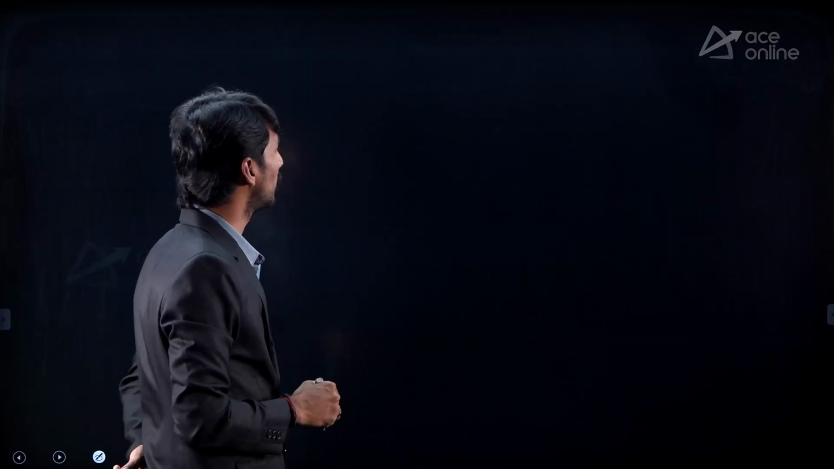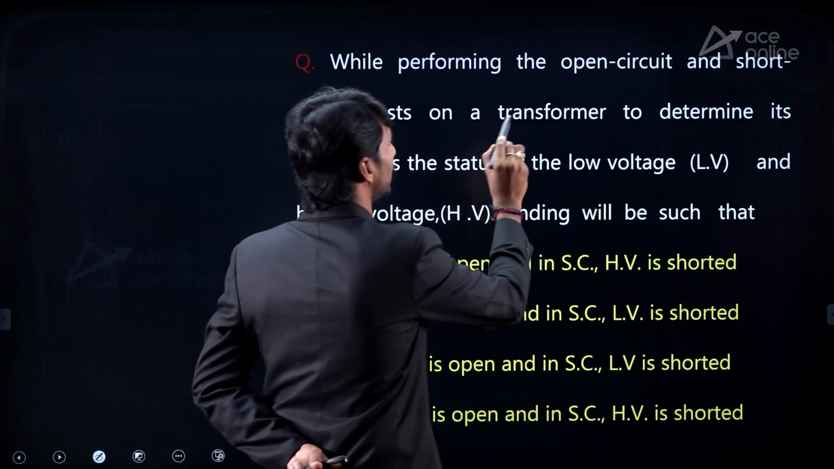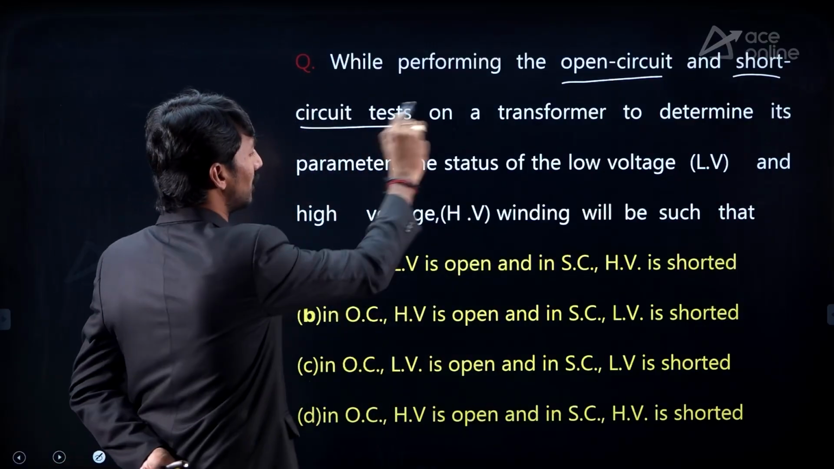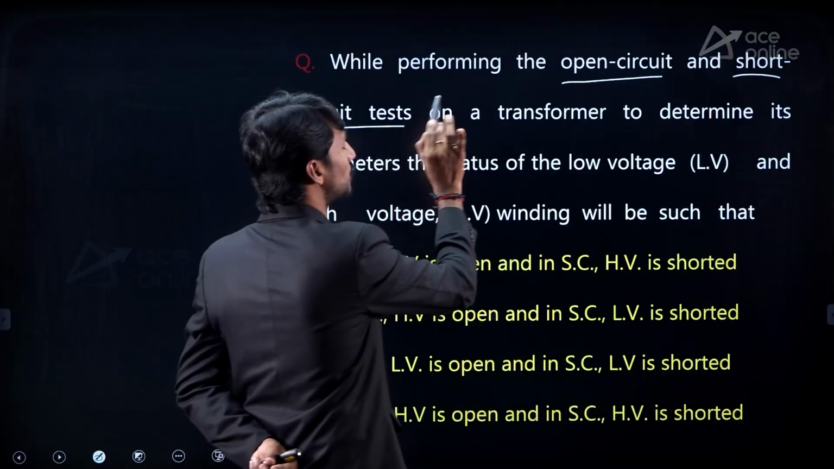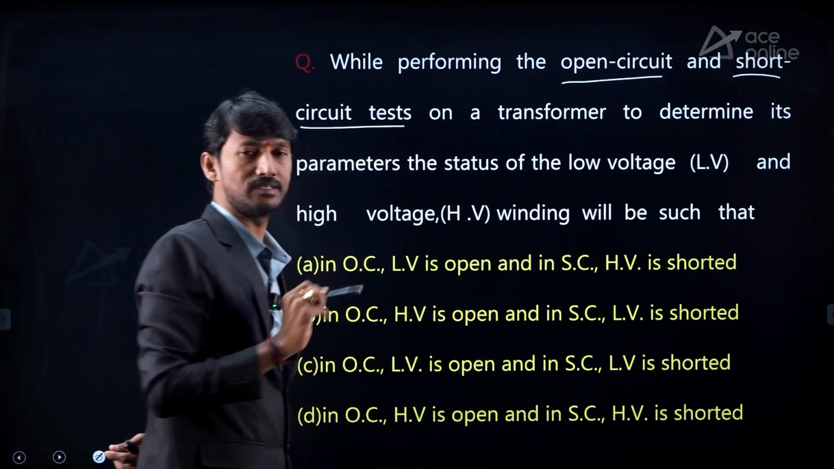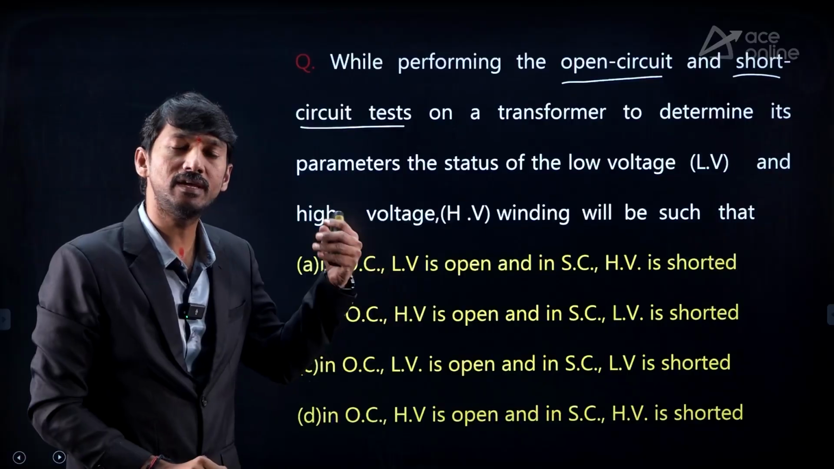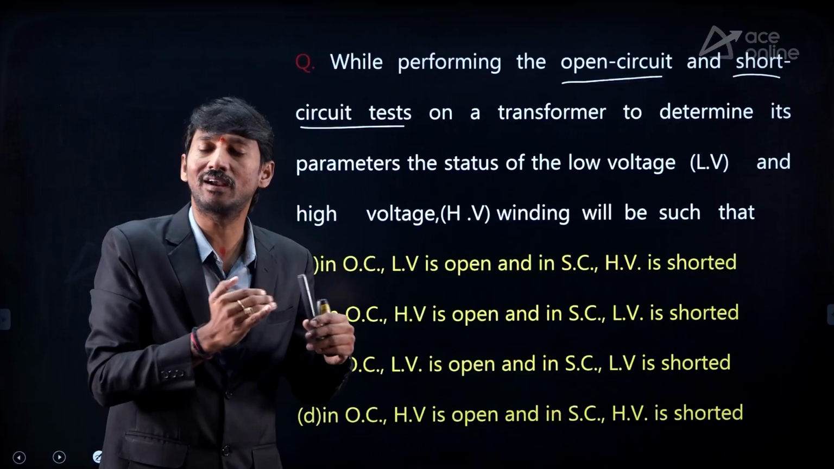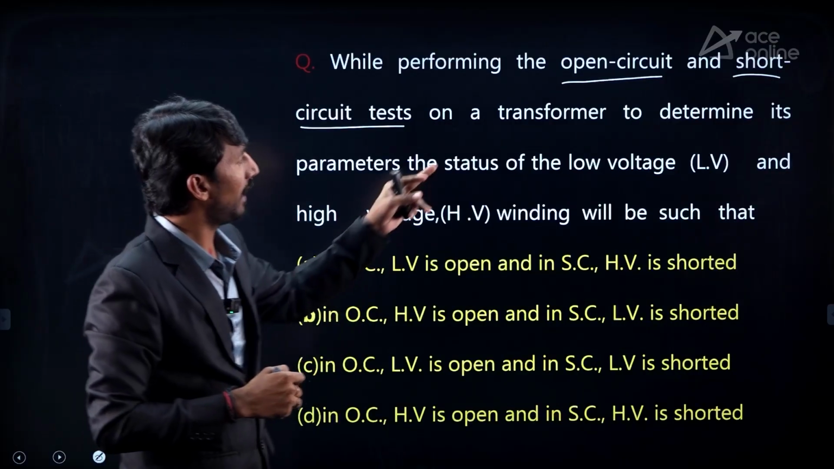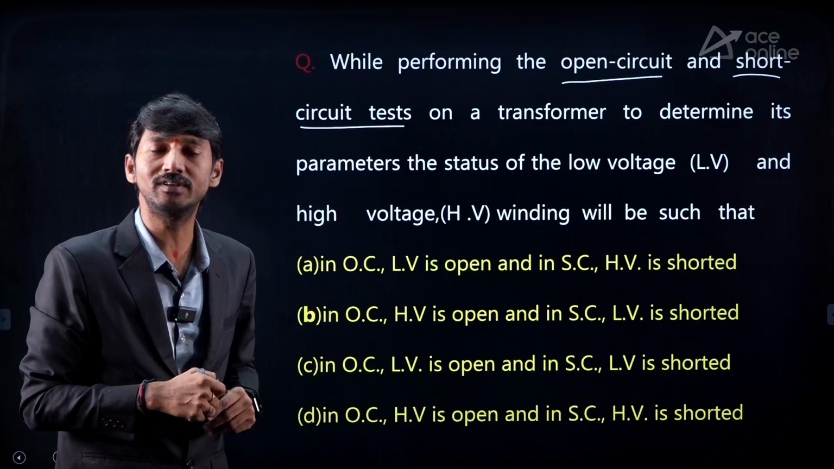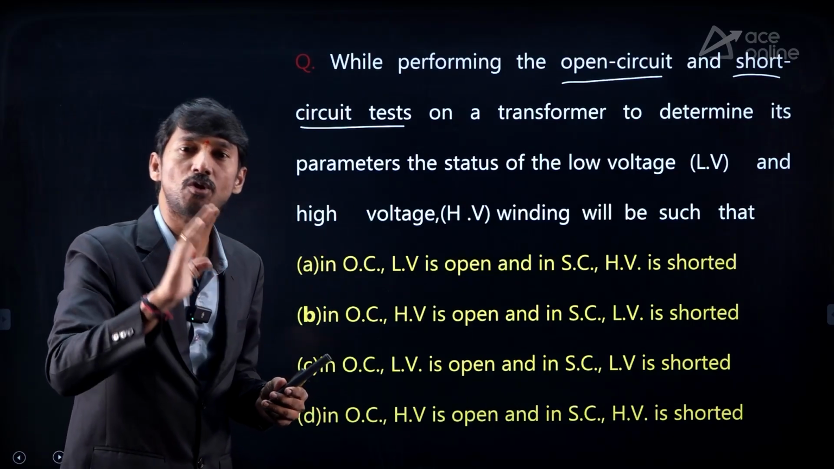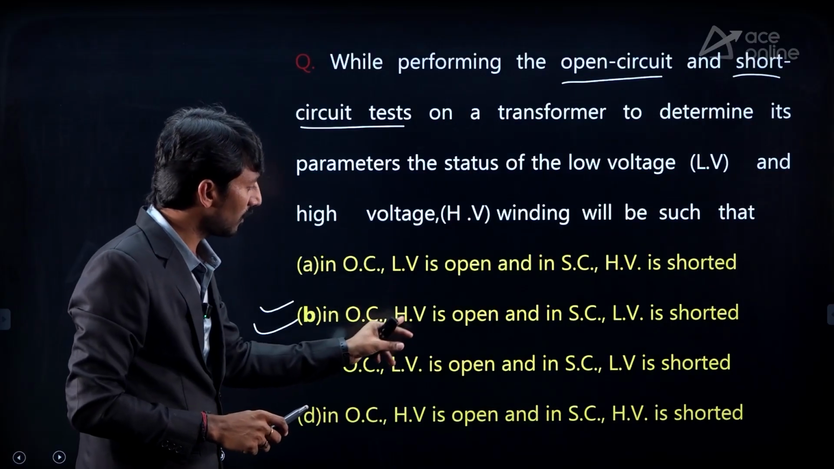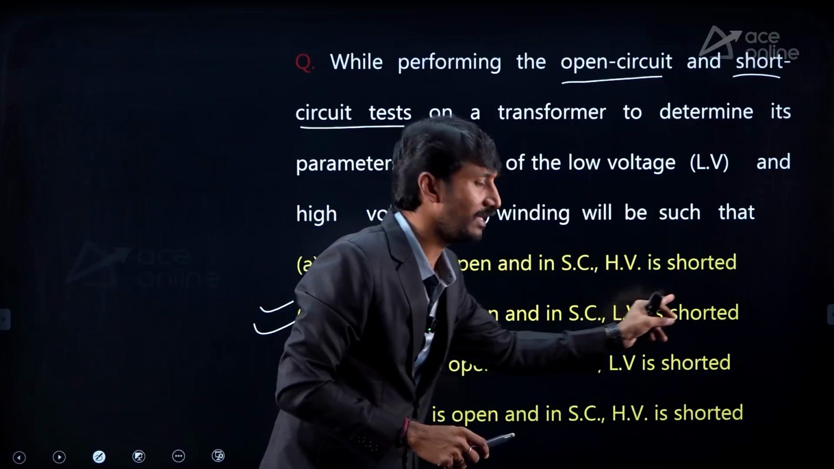Right? Next question. While performing the open circuit and short circuit tests, what is the corresponding condition? Simple logic: in the transformer, the OC test is conducted by making which winding open? The high voltage winding is open, and we conduct the test on the LV side. And the SC test, the short circuit test, is conducted on which side? On the HV side, by shorting the LV side. That's why the answer is: in the OC test, HV is open, and in the SC test, LV is shorted.